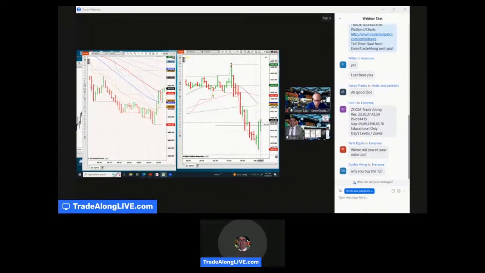Where do I think it's going? We should go back to the blue band. We should go all the way back up here to this 27 area.